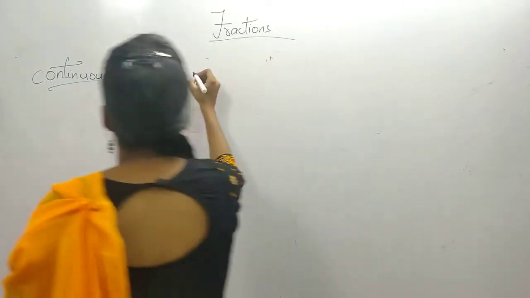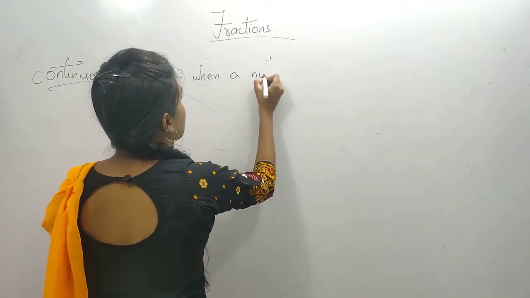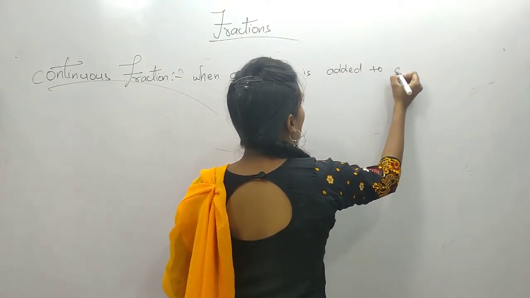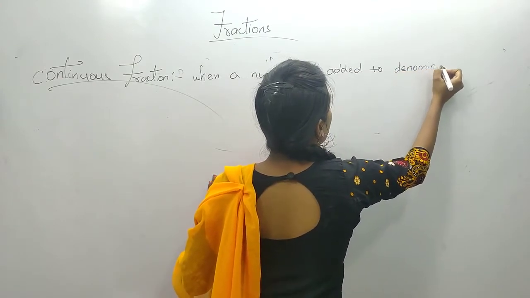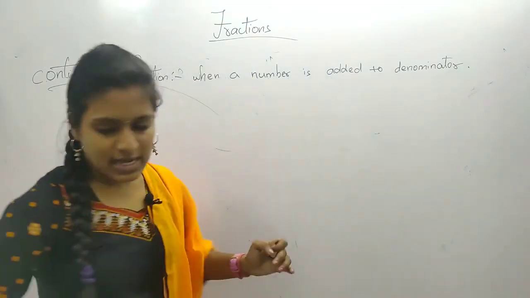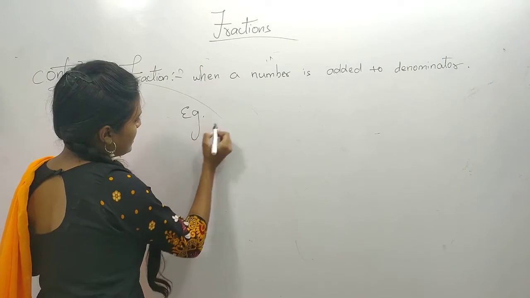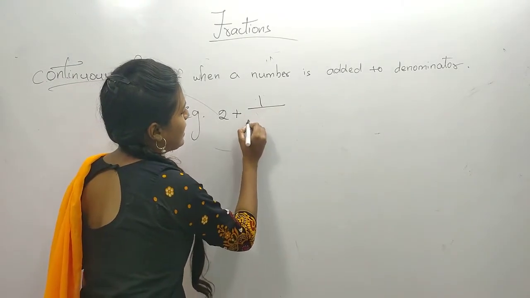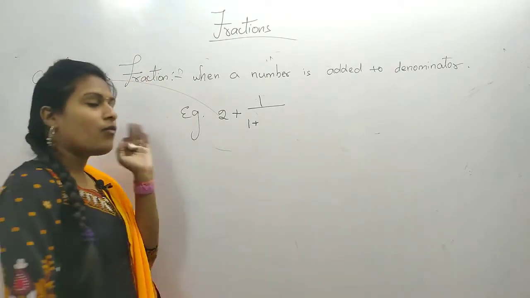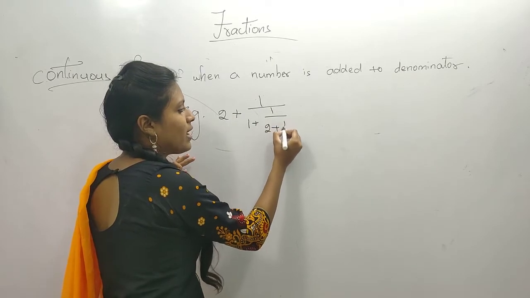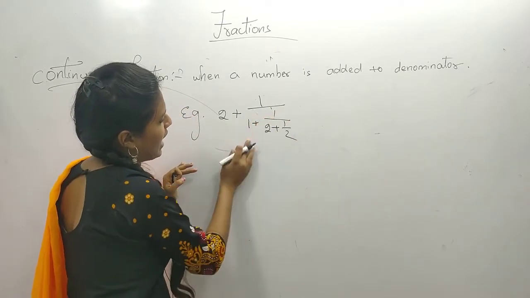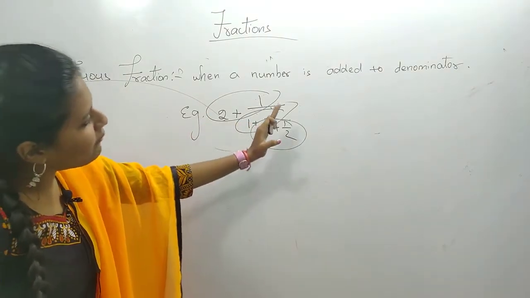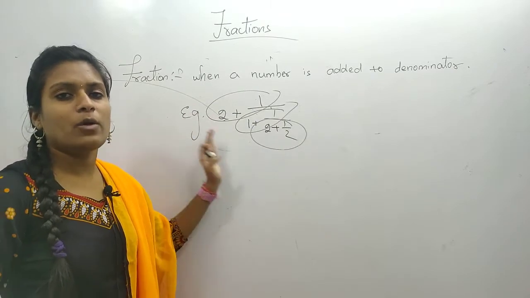When a number is added to the denominator, it is called a continued fraction. Let's see an example. Let's take 2 added, means plus, 1 by 1 plus 1 by 2 whole 1 plus 1 by 2. See, here you keep adding as you go: first we added here, next here, next here. Adding a number with the fraction in the denominator is called a continued fraction.